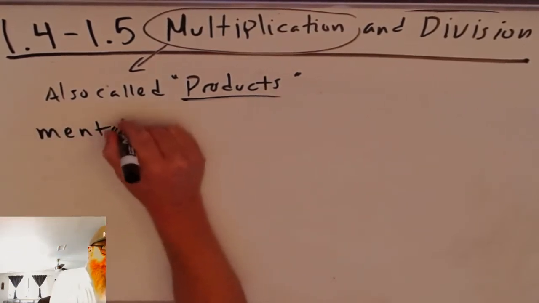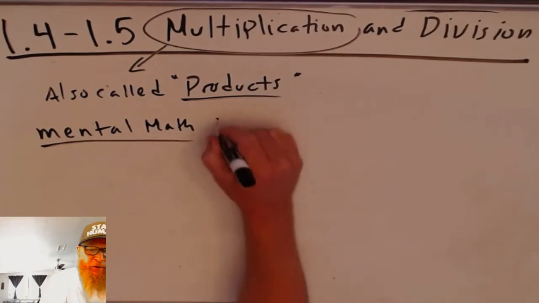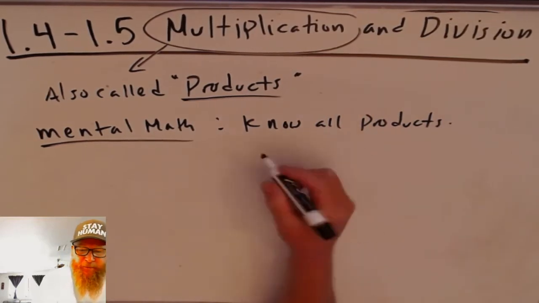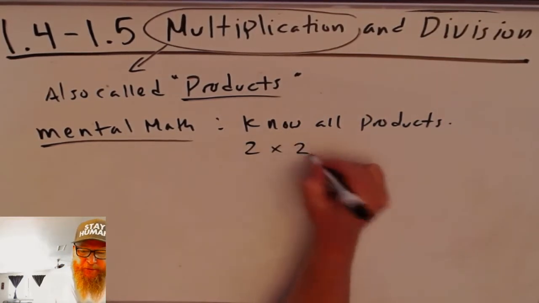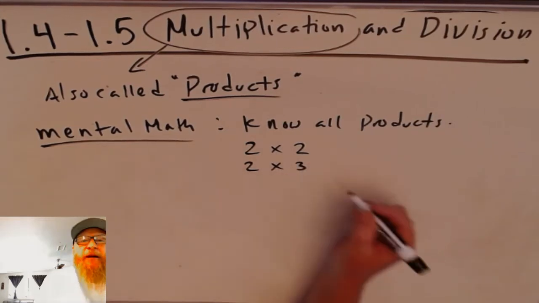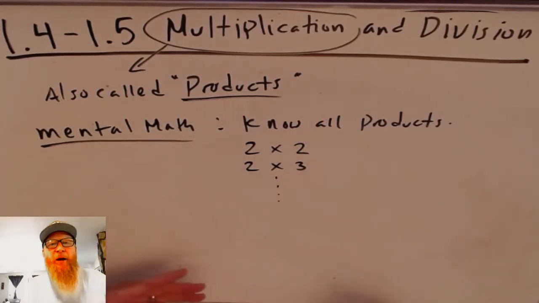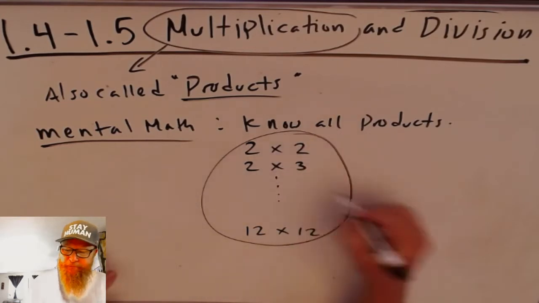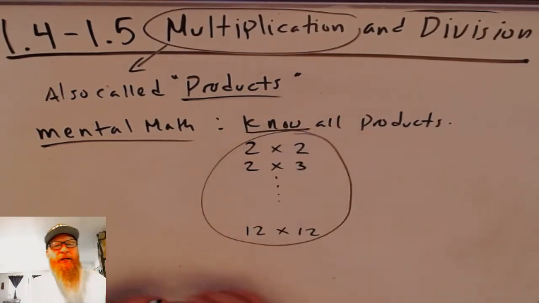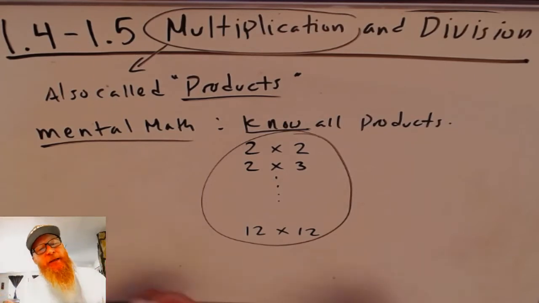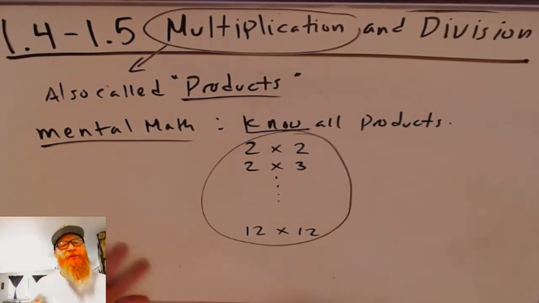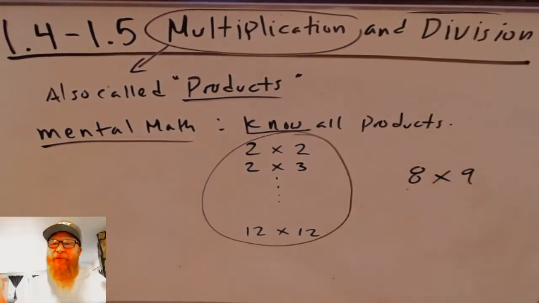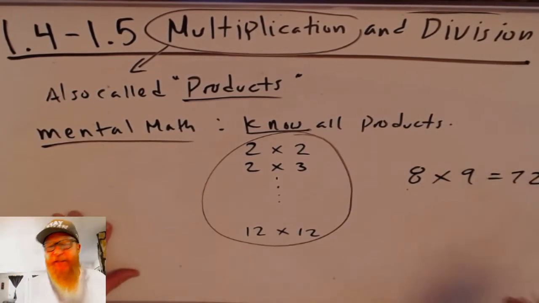Using mental math, just like we did in the last example, you should know all the products from 2 times 2, 2 times 3, all the way up to 12 times 12. And when I say know, I mean you don't really have to think, right? If you have to think, then you don't know. So if I say 8 times 9, if you have to stop and think about it, you don't know that it's 72.